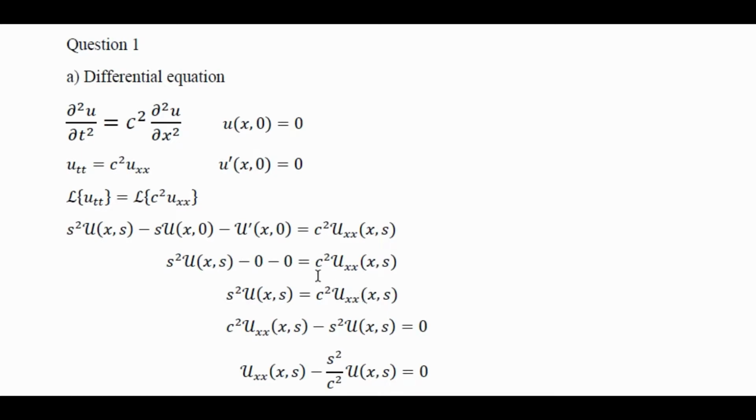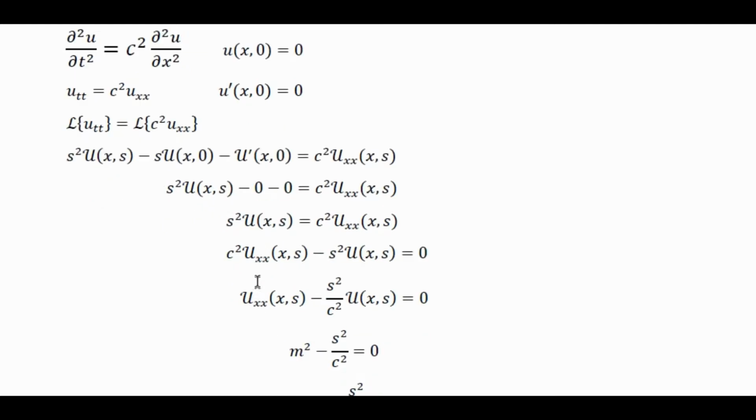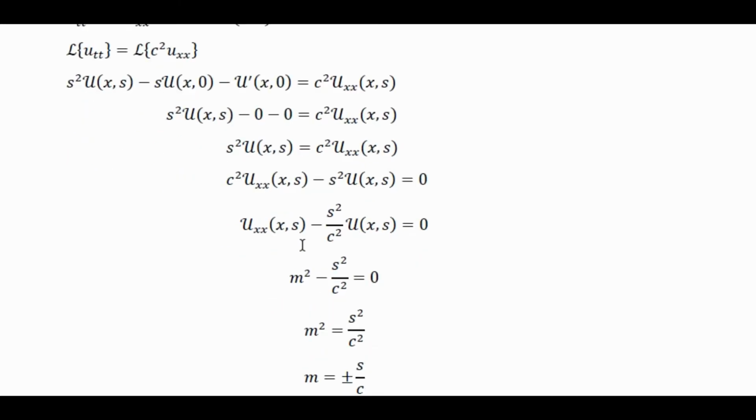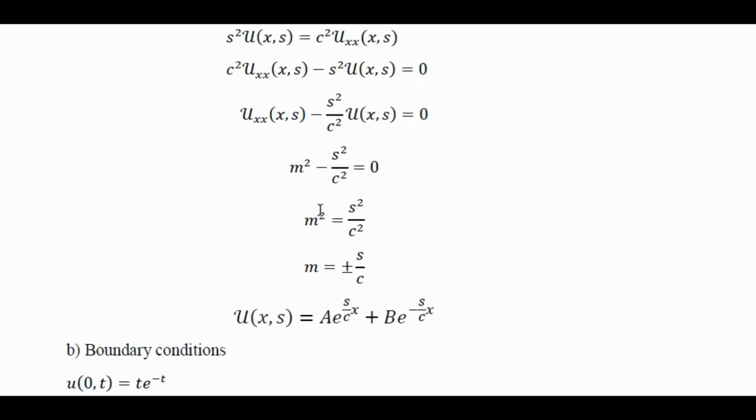Then we got this. Then we bring this side into this because we want to use a characteristic equation. So we have m squared minus s squared over c squared. We square root both sides, so we get m equals plus or minus s over c. So we plug s over c into the equation, so U(x,s) equals A e^(s/c x) plus B e^(negative s/c x).